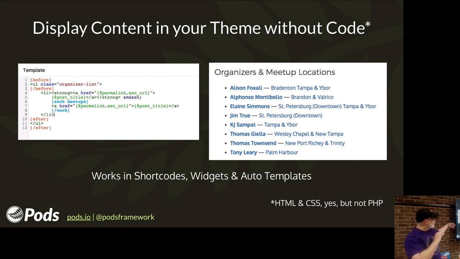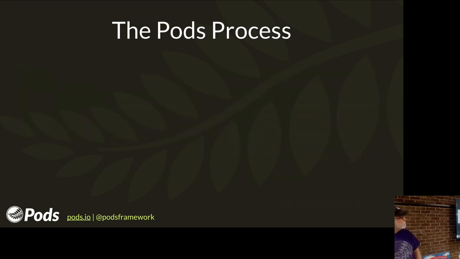You can feed a loop through it, and it automatically outputs the content where you want it to be. That works on single post types, single post detail, archives. You can add them anywhere you want with shortcodes, widgets, and auto templates. And we'll talk about most of this tonight.